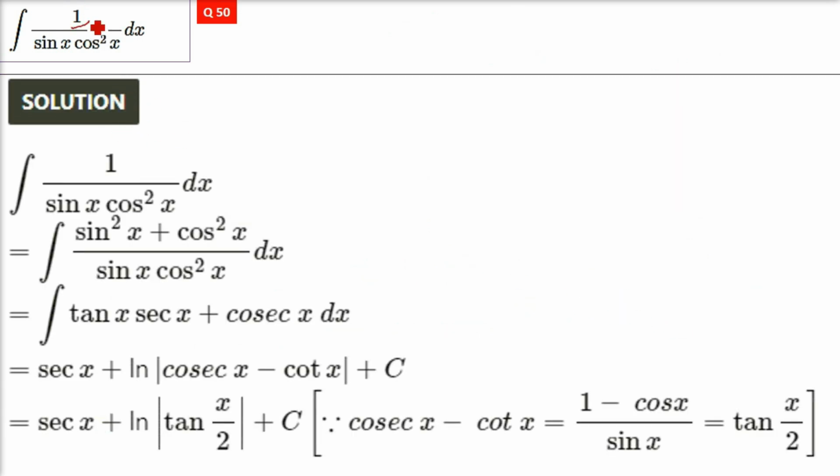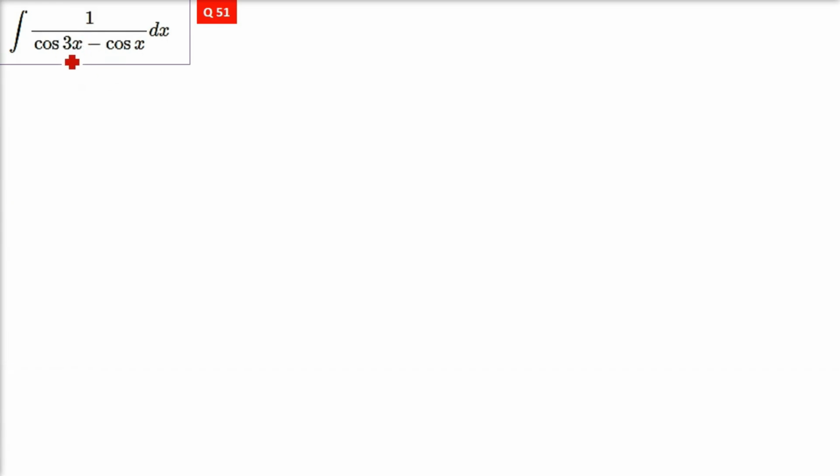Please remember, wherever we have sin square, cos square involved and 1 is there, always take 1 as sin square x plus cos square x. That will certainly give you some result. Now we have 1 by cos 3x minus cos x. See, cos 3x is what? It's 4 cos cube x minus 3 cos x. You already know this formula. Without knowing this formula, it is very difficult to attempt this question.